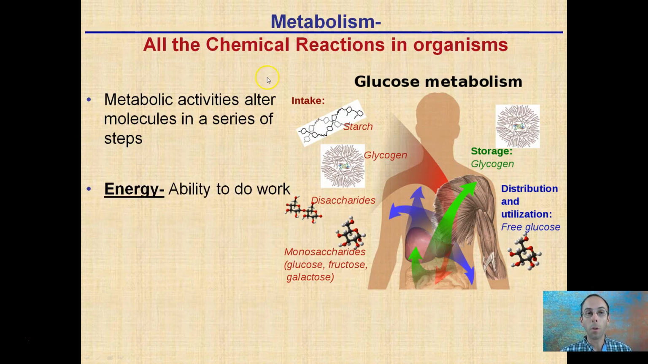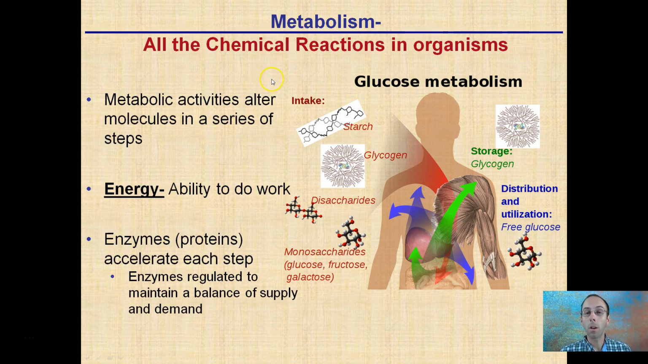Starting with metabolism, all the chemical reactions in organisms are summarized as the organism's metabolism. These metabolic activities alter molecules in a series of steps. The digestive process would be an example of these series of steps that break down food items. Energy, which is the end result, is the ability to do work. And enzymes, which are proteins, accelerate each step of this process. Enzymes are able to regulate and maintain a balanced supply on demand.